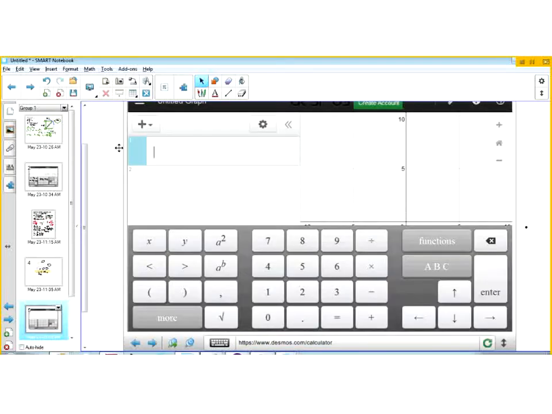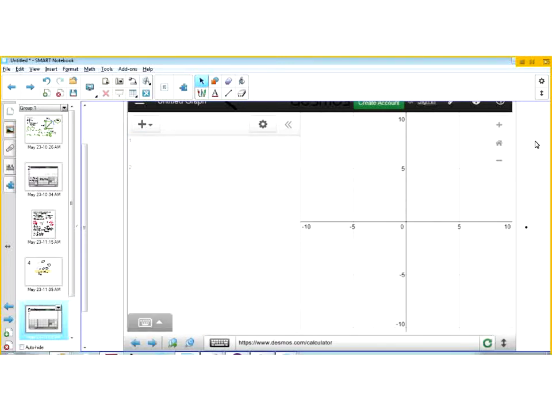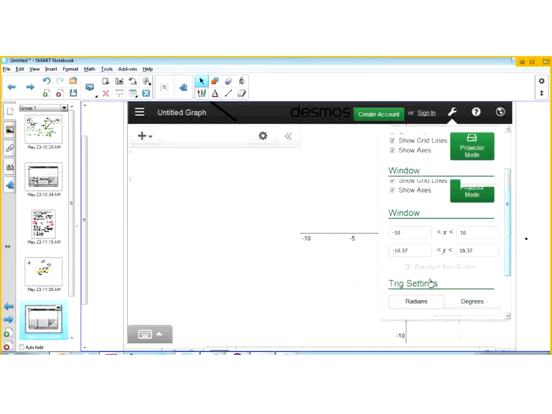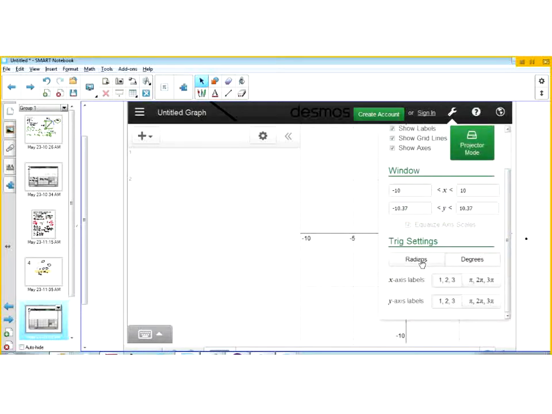The first function we want to explore would be, let's erase that. I'm going to get rid of the keyboard so I can write. And let me change my window properties to display in radians and x-axis labels in terms of pi. All right, so we're in radian mode with multiples of pi on the t-axis or x-axis.